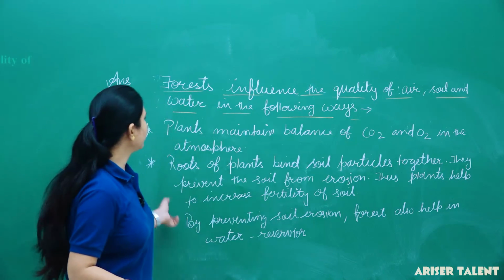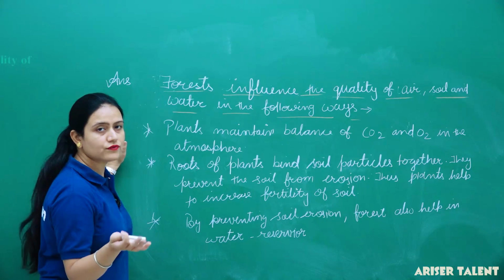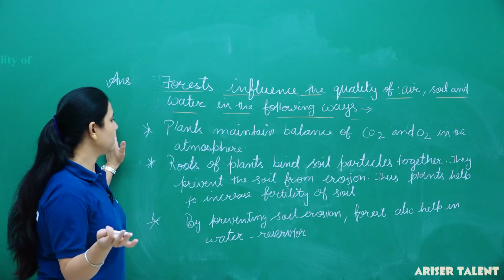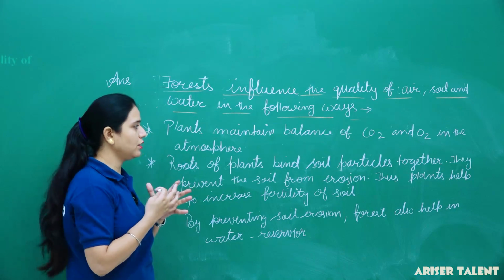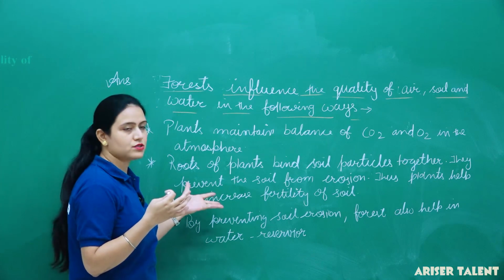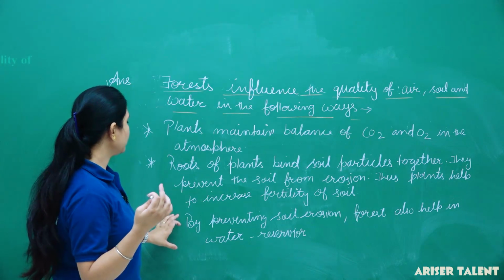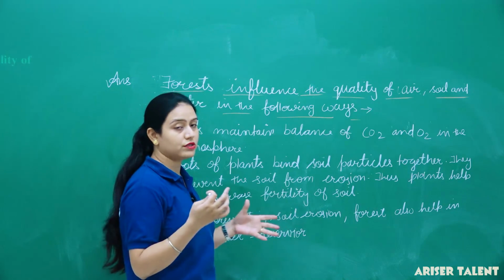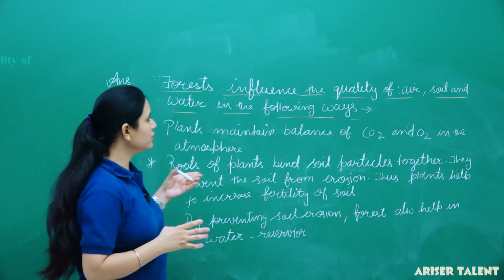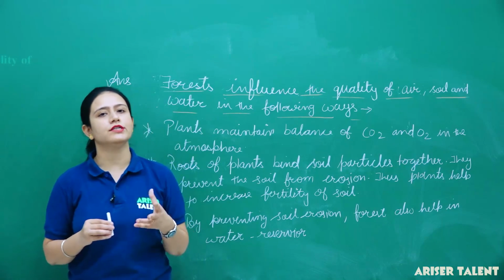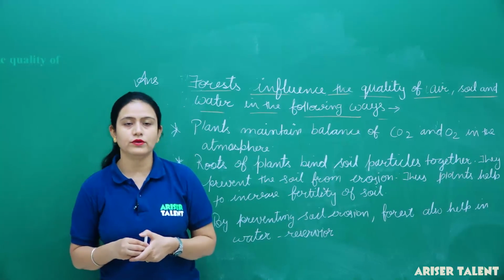Okay, so thus we can say that forests influence the quality of air by maintaining the balance of carbon dioxide and oxygen in the atmosphere. And for the soil, roots of plants bind the soil particles together and they prevent the soil from erosion, and they also increase the fertility of the soil. Beside it, by preventing soil erosion, forests also help in the water reservoir. Okay, so these are the points showing how forests help to increase the quality of air, soil and water.